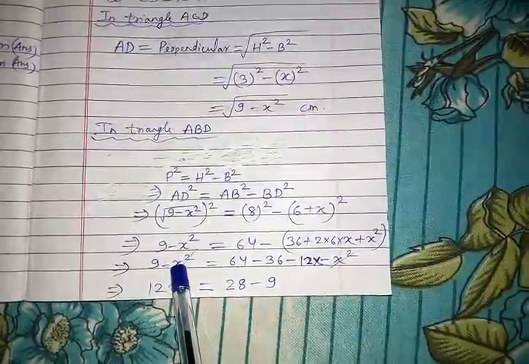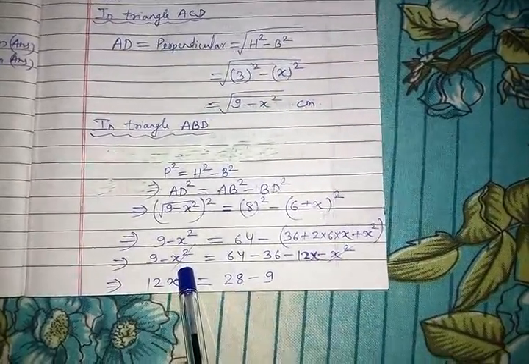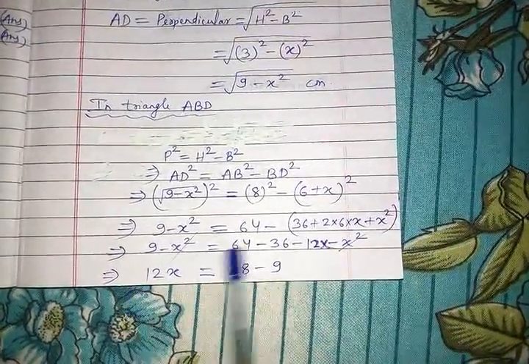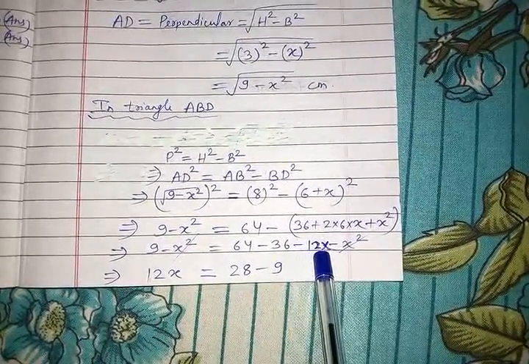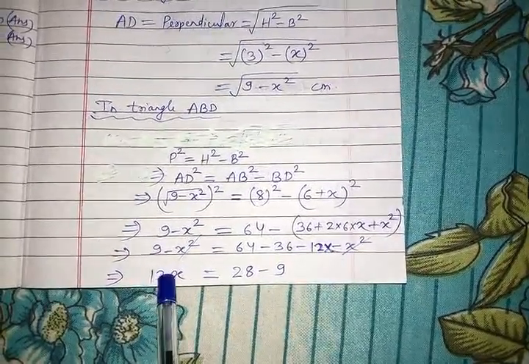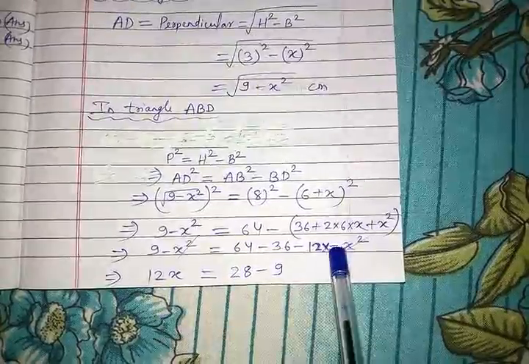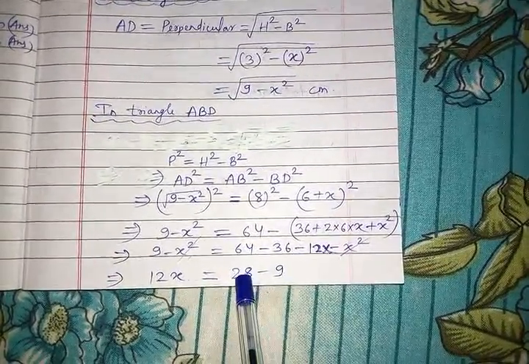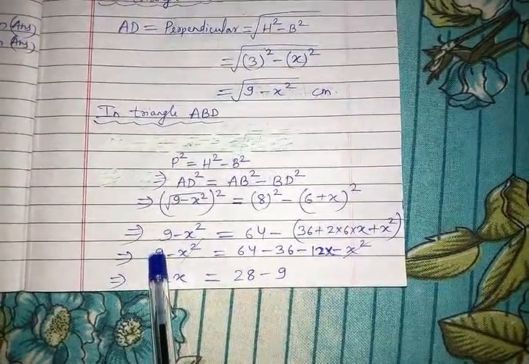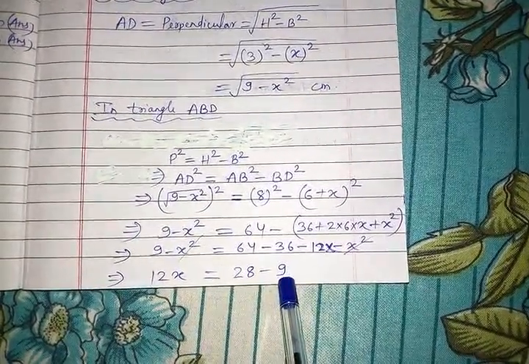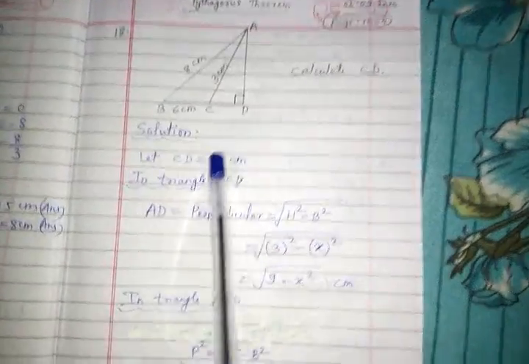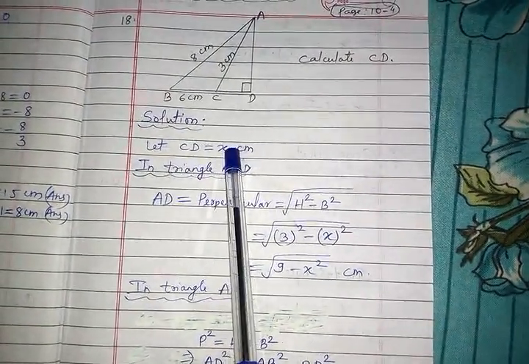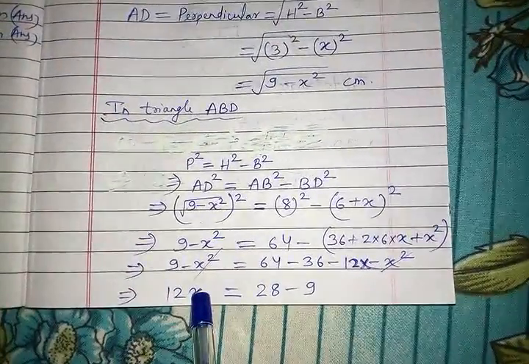So better I am cancelling it now only, because it has to cancel. Now remaining portion, as minus 12x is on the right hand side, I will bring it on the left hand side, because I have to find the value of x. And 64 minus 36 is 28, and this 9 goes that side, it is minus 9. Now as I have to find the value of CD, and CD is x, that means I have to find the value of x.